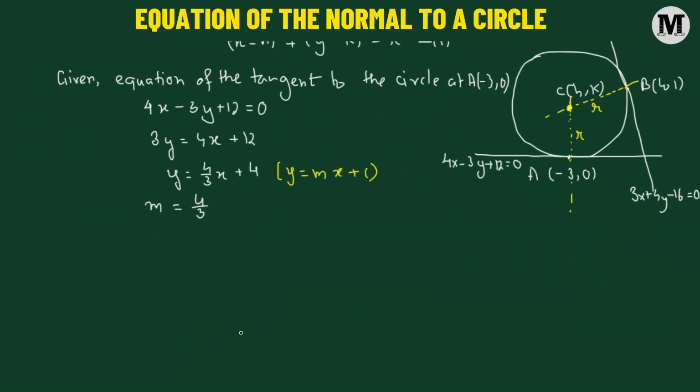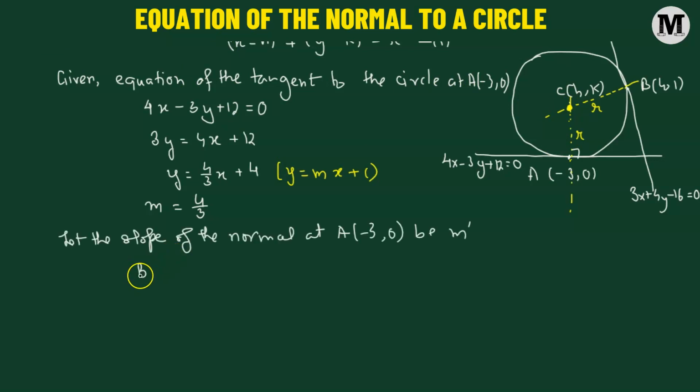Now that we have the slope of the tangent at the point (-3, 0), which is 4 over 3, we can also obtain the slope of the normal. The slope of the normal can be obtained using a property of straight lines, which states that if two lines are perpendicular to each other, then the product of their slopes will be negative 1. So let's consider the slope of the normal to be m prime. By definition, the product m times m prime will be negative 1, such that m prime equals negative 1 over m, which means our slope is going to be negative 3 over 4.